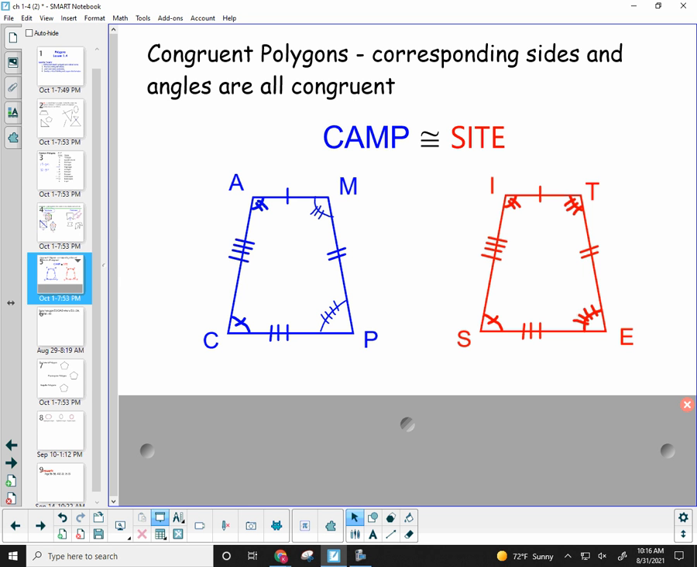If I look at the second angle, A and I, I know those have to be corresponding. I know they have to be congruent. M is going to match up with T. P is going to match up with E. So the angles have to be listed in order so that they match up. If I wanted, I could rewrite this. I could list A first. If I listed A first, what would I have to list first for this one? The I. And then if I listed M, then I would have to do T. As long as you put them in the right order and match up the pieces, you have some flexibility.